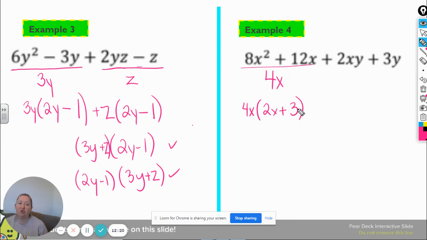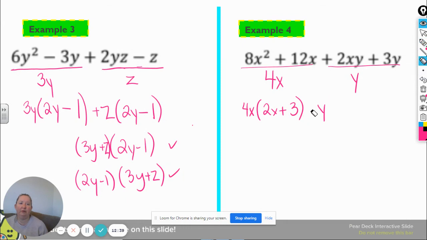And then I got to get a twin, right? I've got to have 2 of these binomials that are matching. And so I'm going to divide this by just a y. That's the only thing those two have in common. So plus y.